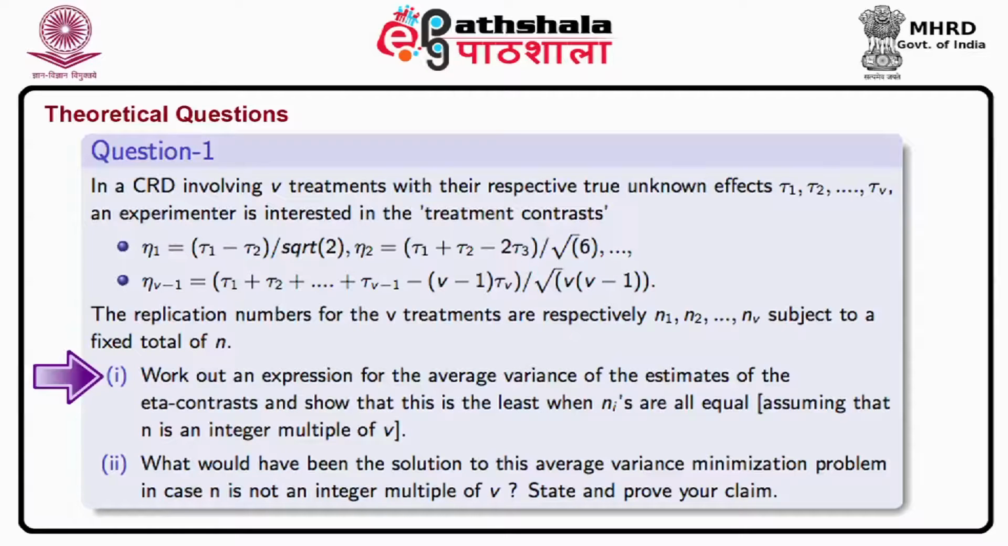If the number of observations is an integer multiple of the number of treatments, then for estimation of the average variance of the eta contrasts mentioned above, the least average variance will come when the n_i's are all equal. The second question is, what would have been the solution to the average variance minimization problem in case small n is not an integer multiple of v? State and prove your claim. So these are the two questions given under question number 1.